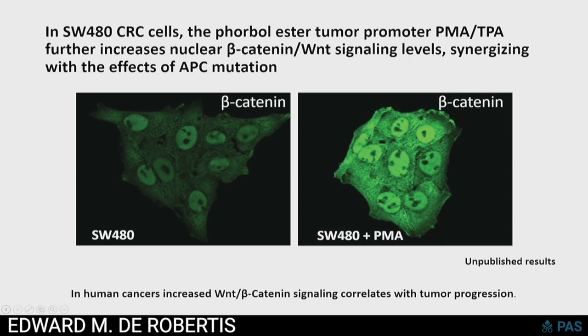And so when you see on the right, when you add PMA to these cells that on the left have nuclear beta-catenin, so they're constitutively Wnt, they will get even much more beta-catenin. This is a 24-hour treatment, but within 1 hour, you can see this going up. So this causes an increase in macropinocytosis and an even further increase than the absence of the APC. And we do know that in human cancer, the more beta-catenin, the more malignant.